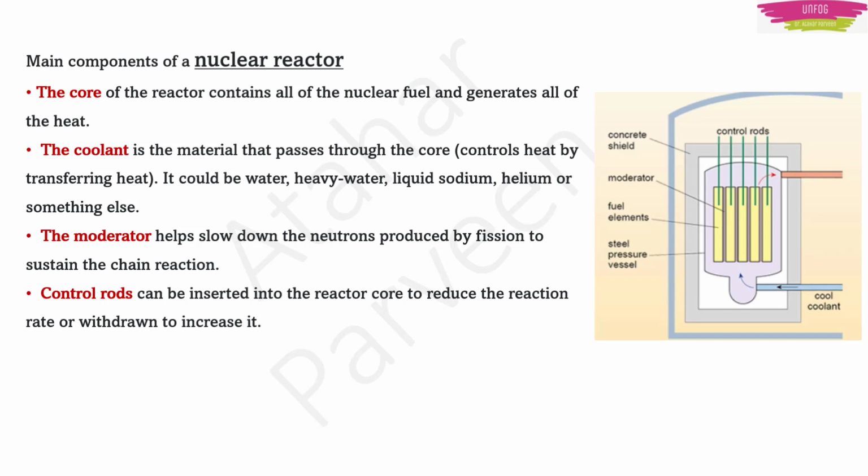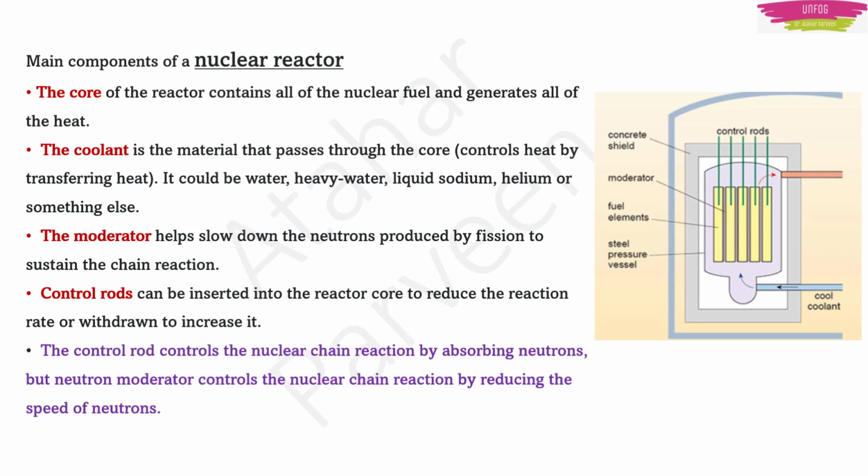Now we are saying that the moderator is also controlling the nuclear reaction and control rods are also controlling the nuclear reaction. But there is a difference. Control rods will control the nuclear chain reaction by absorbing neutrons, but a neutron moderator will control the nuclear chain reaction by reducing the speed of neutrons. Okay, this is the difference between moderator and control rods. Basically both will control the speed of the nuclear chain reaction.